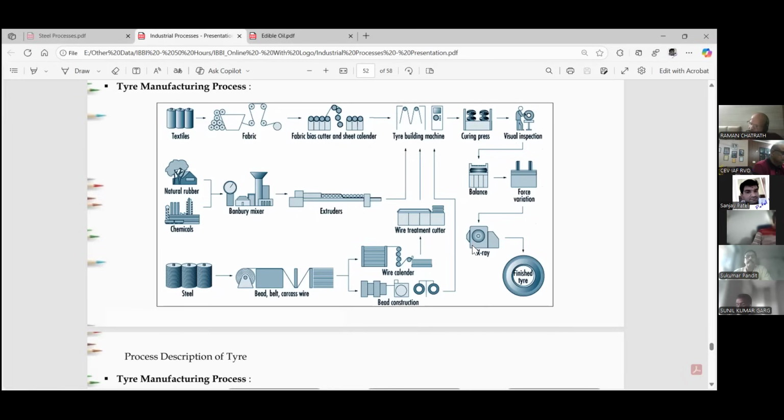The X-ray machine checks whether all the thread parts and wire parts are placed or not, or whether there is any air bubble available in the rubber or not. If there is an air bubble, the tire is rejected. So the major machinery: Banbury mixer, extruder, cross wire, braid wire, wire calendar, braid construction machines, seat calendar machines, bias cutter, tire building machine, curing machines. From the curing machines, output comes and we have inspections.